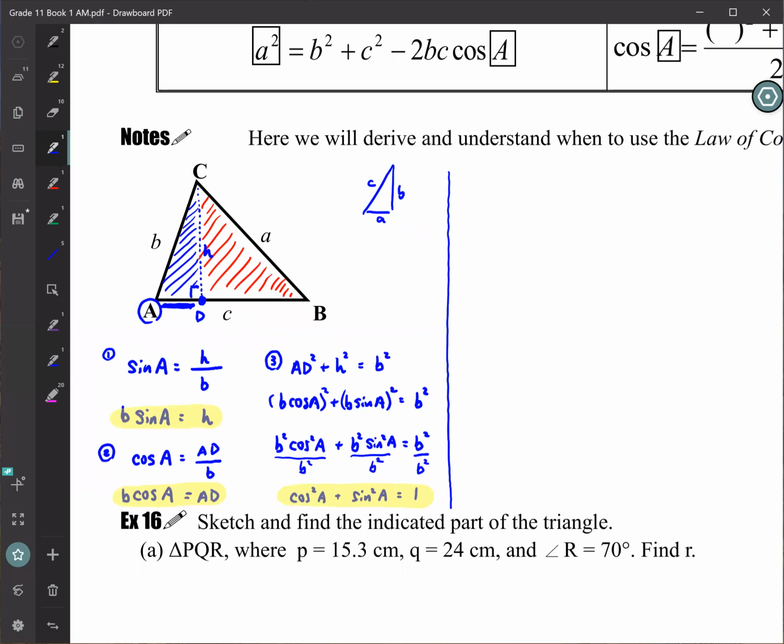And then we're going to move on to the triangle on the right side, okay? Pretty soon.